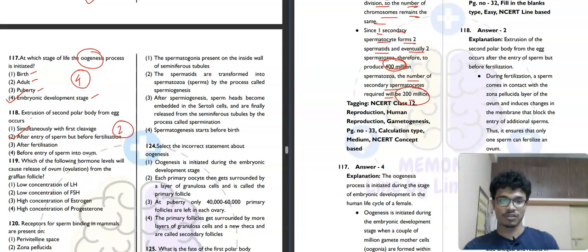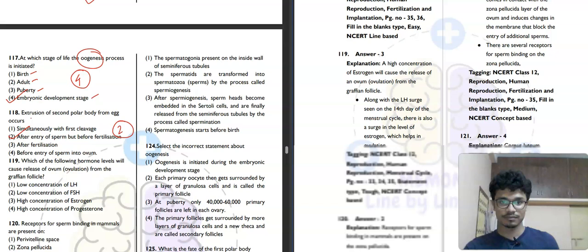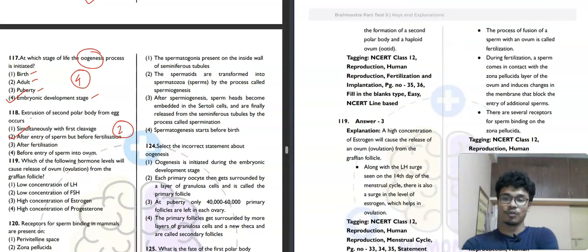Moving towards the next question, question number 119. It is saying, which of the following hormone levels will cause release of ovum or ovulation from the Graafian follicle? Low concentration of LH, no. Low concentration of FSH, no. High concentration of estrogen, yes, this is absolutely correct. High concentration of progesterone is also not. So a high concentration of estrogen can cause release of ovum from the Graafian follicle. That's why the third option will be our correct answer for this question. Moving towards the next question, that is 120.